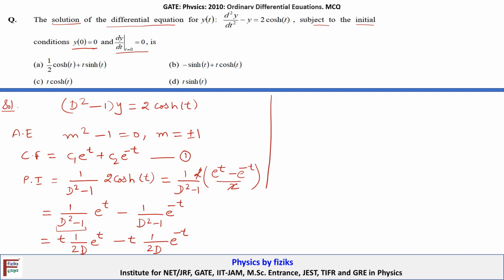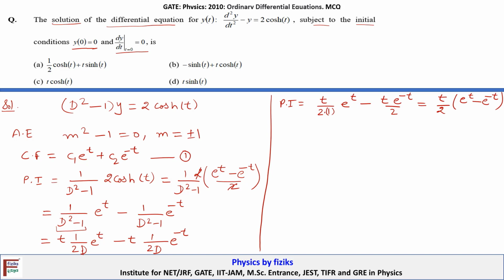Now substituting the coefficient of t again in place of D, we can write the particular integral as t/2 into 1, where 1 is the coefficient of t in the exponential, and similarly in the next term t e^(−t) divided by 2, which can be written as (t/2)(e^t − e^(−t)).